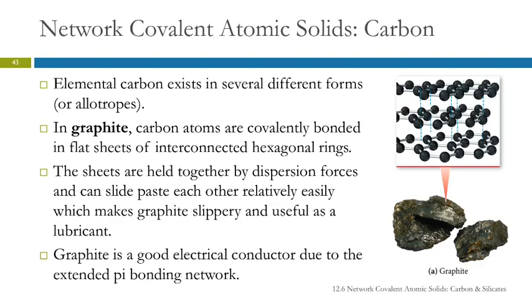So in graphite, what we've got is something like this, where we have carbon atoms covalently bonded to each other in these hexagon ring structures, but we have sheets of those. So here's a layer and another layer and another layer. And what holds the layers together are dispersion forces. So the layers are strong, but what holds them together is not strong, and that's what makes graphite slippery. And so you can use graphite as a lubricant.